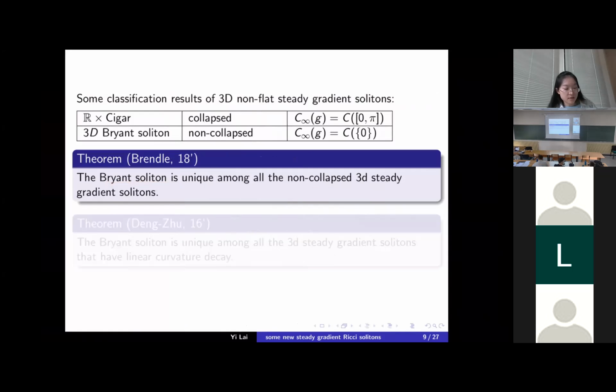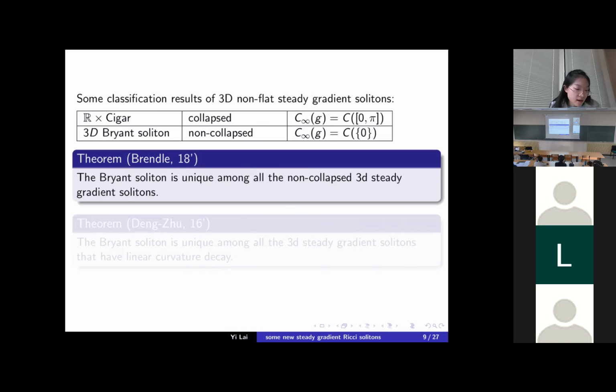And with this, he could even show that the Bryant soliton is also the unique ancient non-collapsed solution in dimension 3. Yeah, that is non-compact, of course. Otherwise, you will have the 3-sphere. Okay, so that is the first classification.